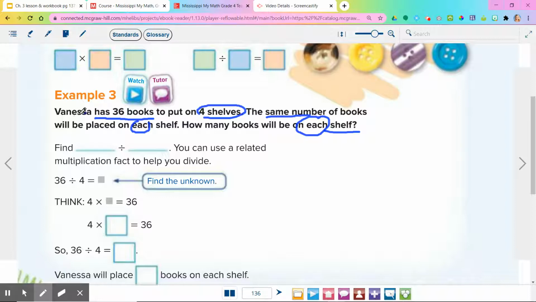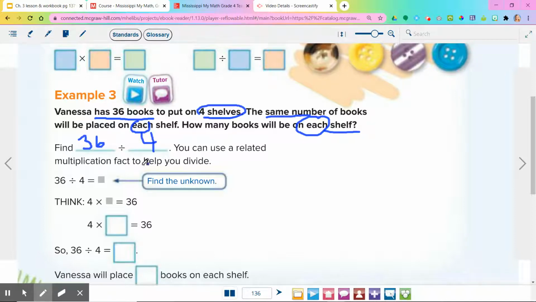So if we know the total and we're dividing up these books on each shelf, we know our numbers aren't going to get bigger. So we know we cannot multiply and we cannot add. So now we're thinking about either subtracting or dividing. If I have 36 books and I'm putting them into groups of 4, I've got to put books on each shelf. That means that I need to divide 36 books by 4 shelves.